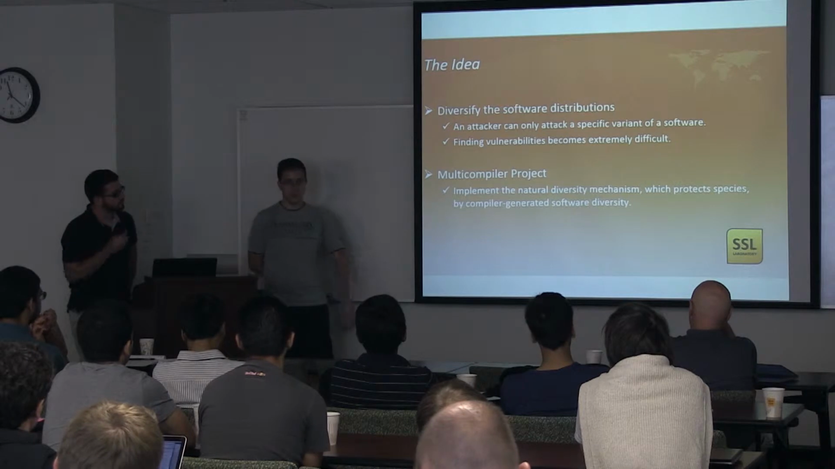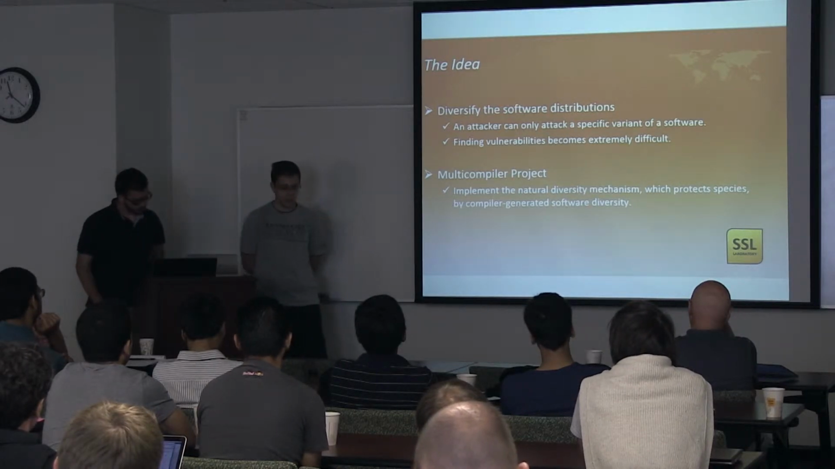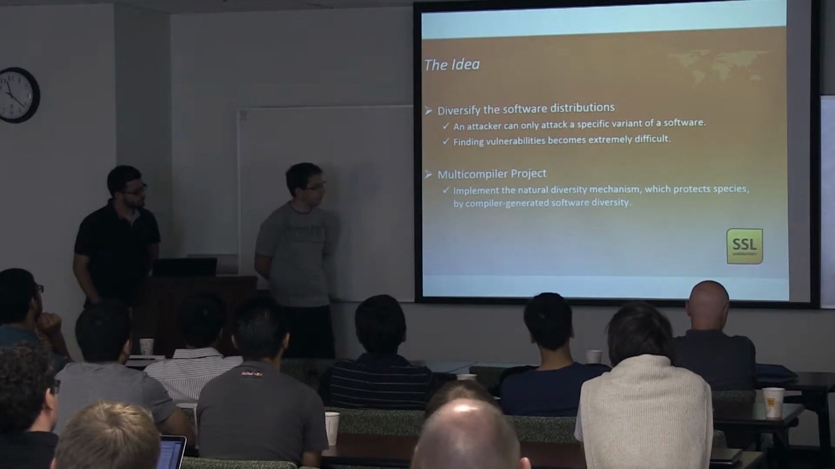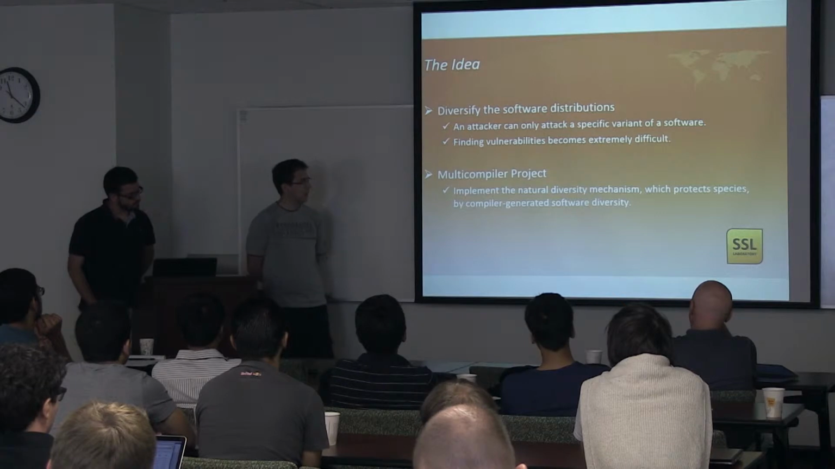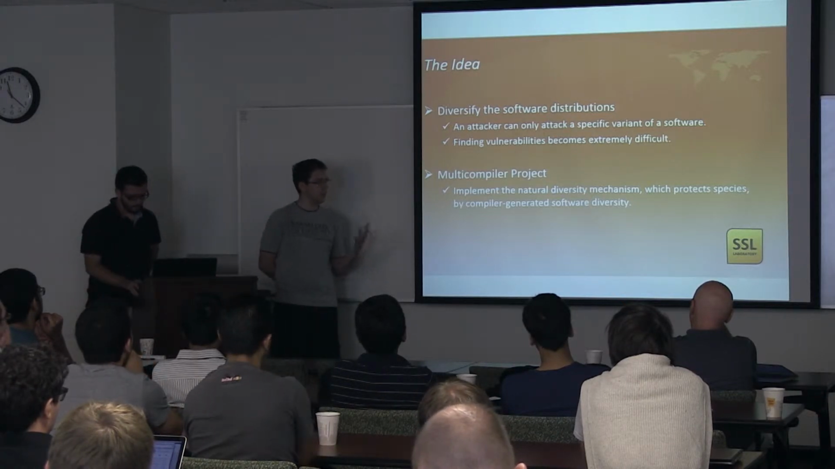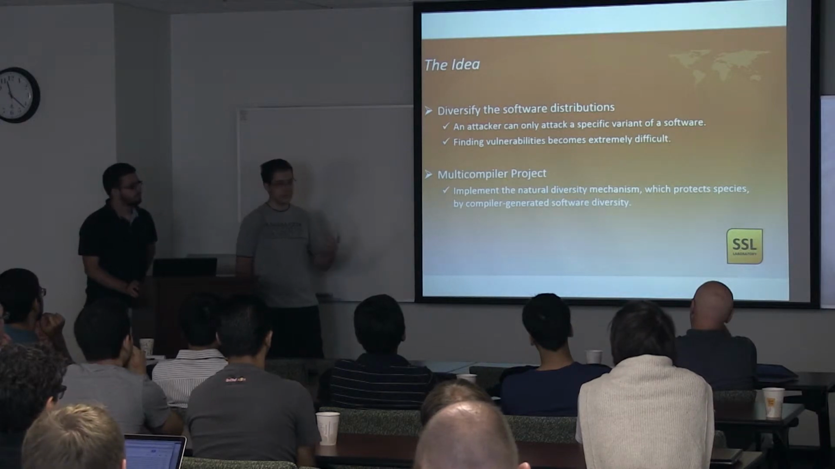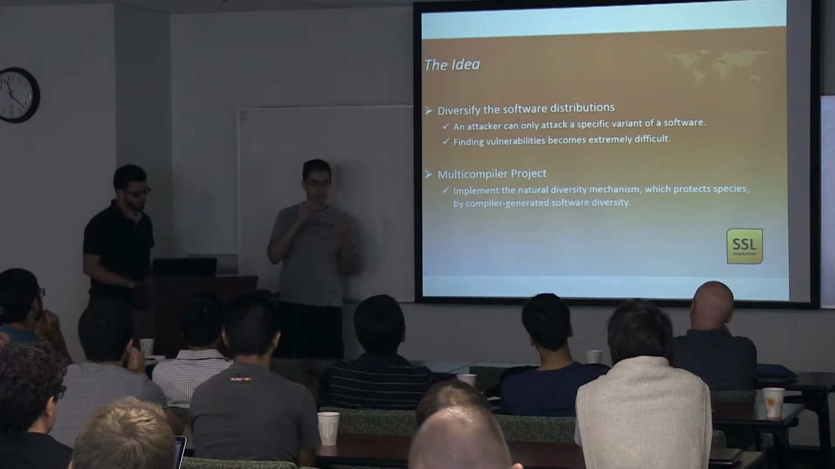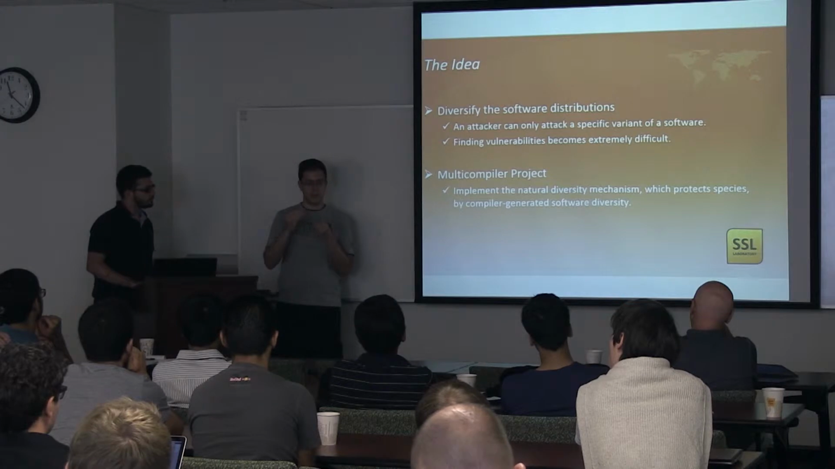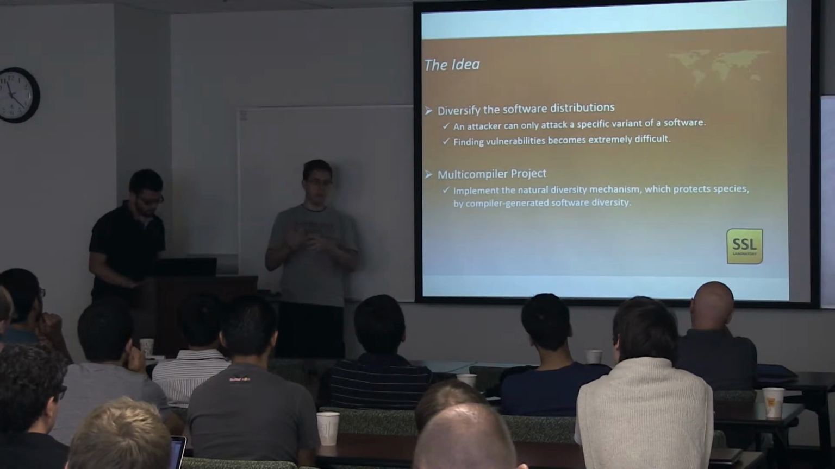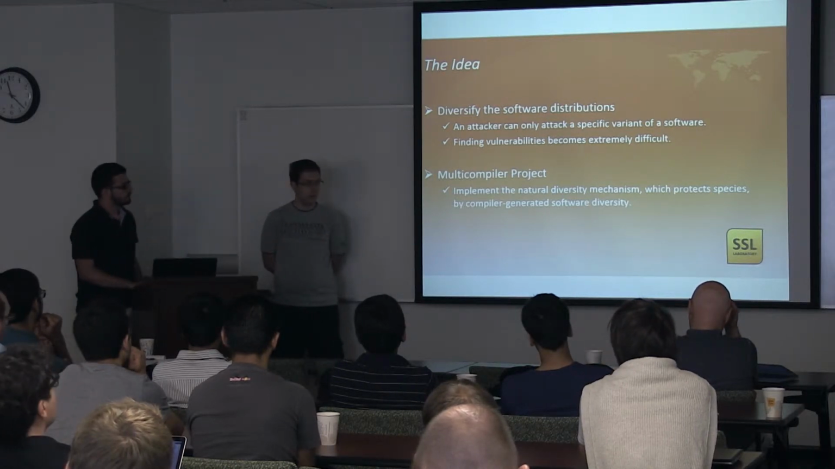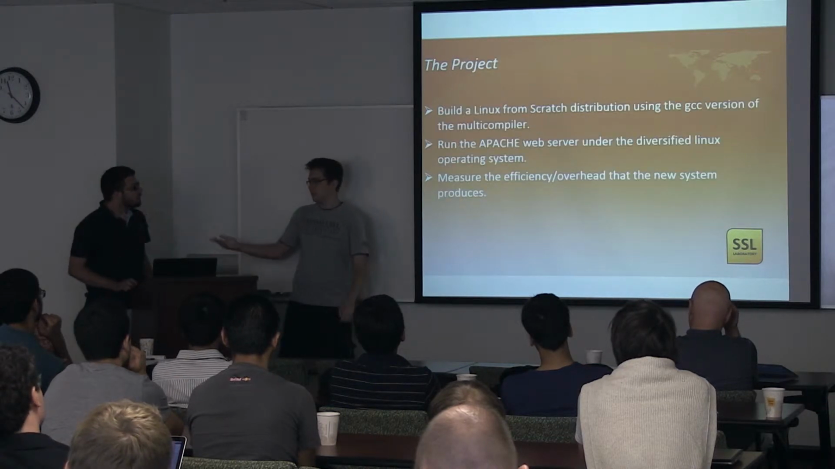This is what the Secure Systems Laboratory at the University of California, Irvine has been doing for the past years. The best iteration of that project has been the multi-compiler project, whose goal is to implement a natural diversity mechanism, which protects species, through compiler-generated software diversity. What it means is we have a compiler that compiles the program and produces different variants of the same software. And here is where our project comes into play, which Michail will explain to you.